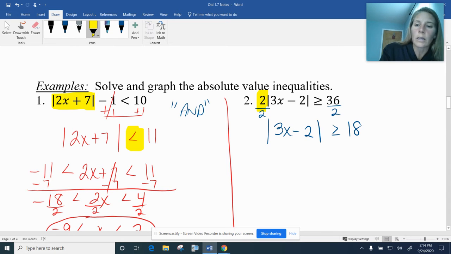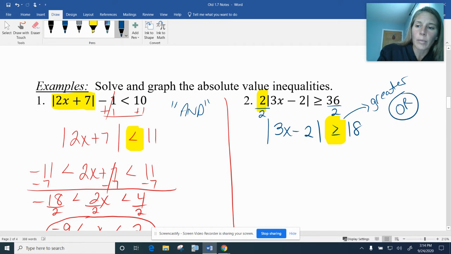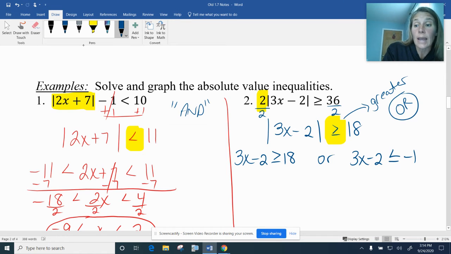So now we can look at our inequality sign, and this is a greater than this time. So because it's a greater than, it's going to be an OR problem. So that means I'm going to take my problem, I'm going to say 3x minus 2 is greater than or equal to 18, or this 3x minus 2 could be less than or equal to the negative 18. Because remember, if it's less than the negative, it's going to be all the way on the left of the number line. And if it's greater than, that will be shading the right side. So now to get those actual values for x, we're going to solve each of these inequalities.